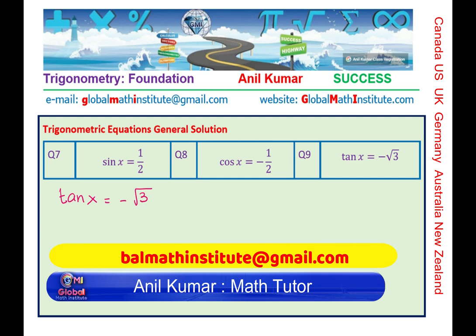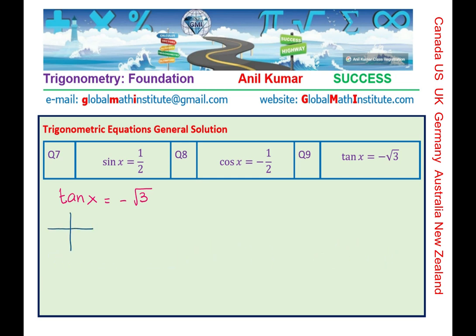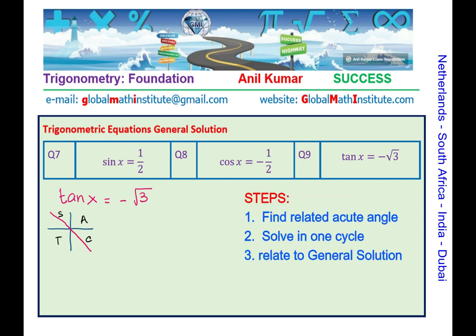So tan is negative in which quadrants? Tan is negative in these quadrants, correct? You can use the CAST rule. So we know the CAST rule. We know tan is positive in quadrants 1 and 3, but negative in 2 and 4. So we'll find tan alpha equals square root 3.